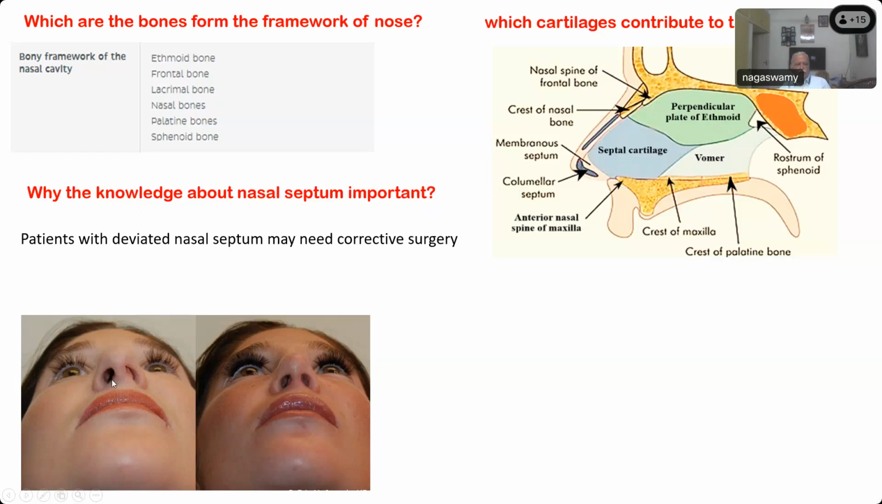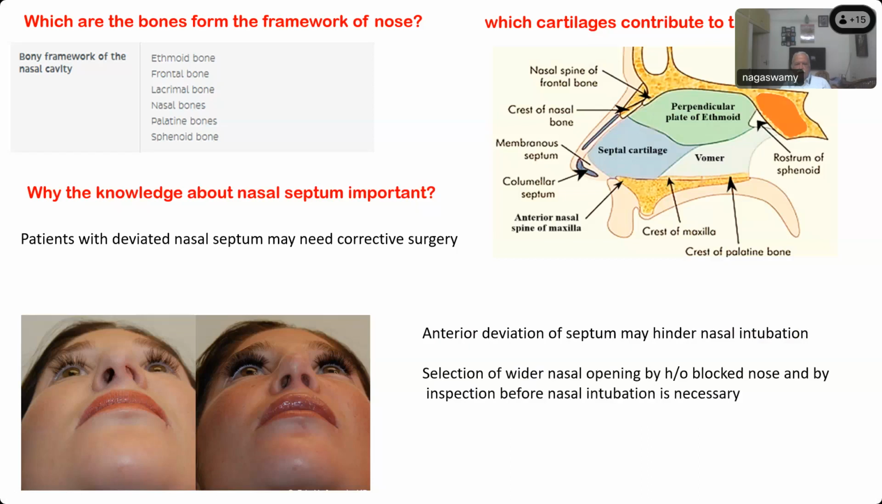If you want to do a nasal intubation, which nostril will you select in this patient? The right one. Because the other is very narrow. If you force the tube through this narrow opening, you will cause more damage. So with an anterior deviation of the septum, for nasal intubation, select the wider nostril opening, and a history of blocked nose and inspection before intubation is necessary.